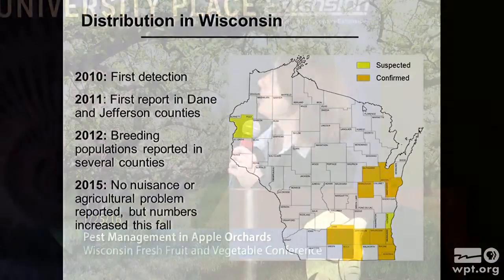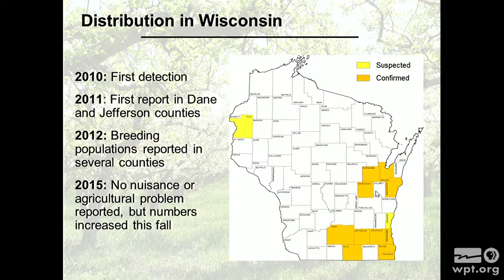So for Wisconsin, this is what is confirmed now, but these are only confirmed based on people sending us a sample, a picture, nothing that we are actively looking for. Actually, DATCP has an active monitoring program, and they haven't caught anything yet. But you see very few counties, but it doesn't mean that that's all we have. We just don't have reports from other places.